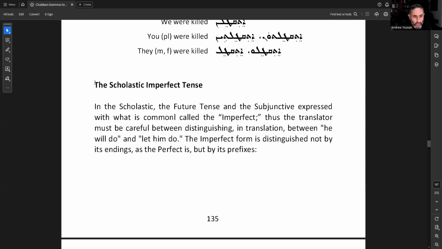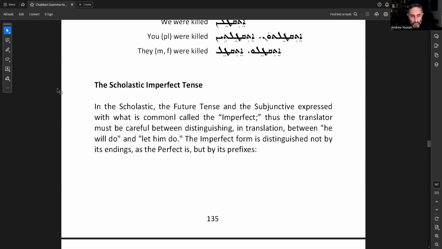Lesson 5, the scholastic imperfect tense. So in the scholastic, the future tense and the subjunctive are expressed with what is commonly called, now lots of typos here, the imperfect. Thus, the translator must be careful between distinguishing in translation between he will do and let him do. The imperfect form is distinguished not by its endings, as is the perfect, but by its prefix.